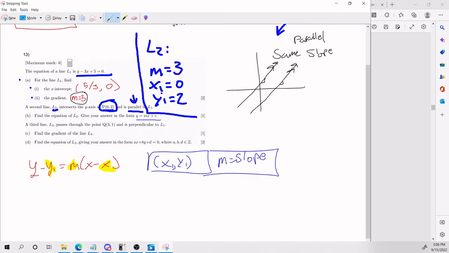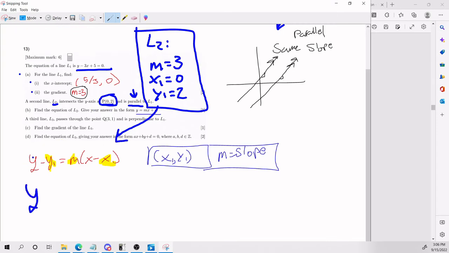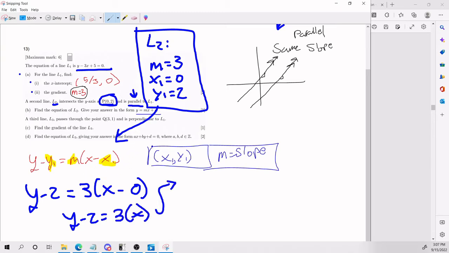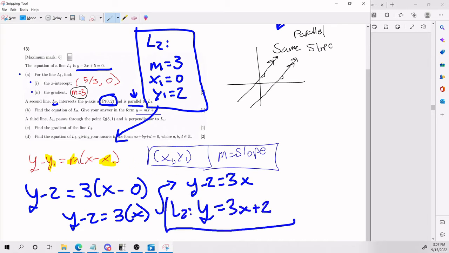We're going to plug all this into point slope form down here. y minus y1, which we said was 2, equals m, which we said was 3, times parentheses x minus 0. We're going to distribute on the right side first. We end up with 3 times just x. So y minus 2 equals 3x. We move the 2 to the other side by adding 2: y equals 3x plus 2. This is my line L2. That is for part B.